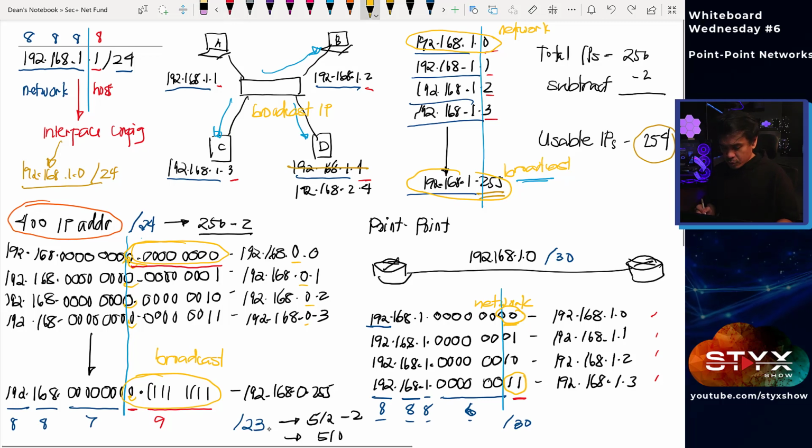Now, like I mentioned, the network and the broadcast still apply even for point-to-point networks. So with /30, we have a total of 4 IP addresses, but these two are not usable. The only usable IP addresses are .1 and .2.